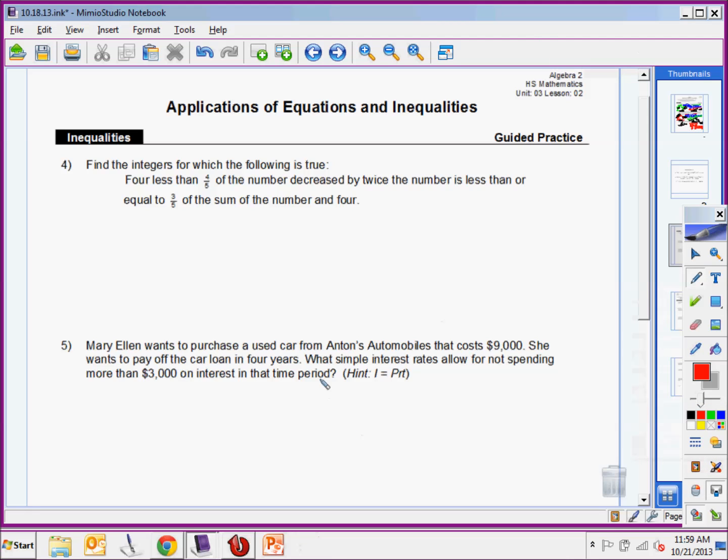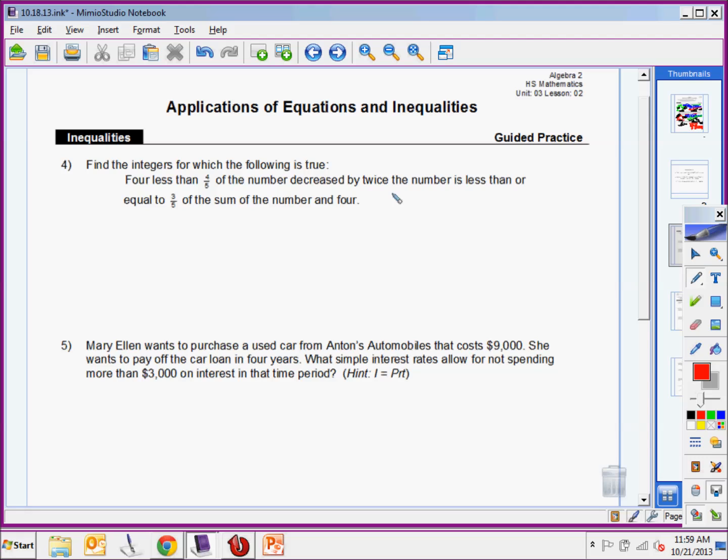So there are key things we need to remember: what words mean mathematically. For example, if it says 4 less than, what does that mean? Minus. It means I'm going to end up subtracting 4. It says 4/5 of the number decreased by twice the number. So 2x. Okay? So it says 4/5 of. What does of mean mathematically? Multiply. So 4/5 times the number decreased by twice the number is less than.